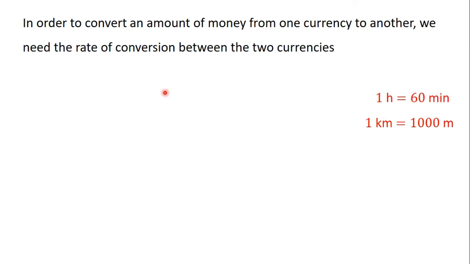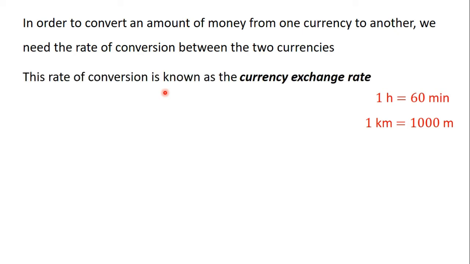So, for example, in order to convert an amount of money from Ghana cedis to Nigerian naira, we will need the rate of conversion between the Ghana cedis and the Nigerian naira. This rate of conversion is known as the currency exchange rate. So the rate of conversion between two currencies is known as the currency exchange rate, or simply the exchange rate.